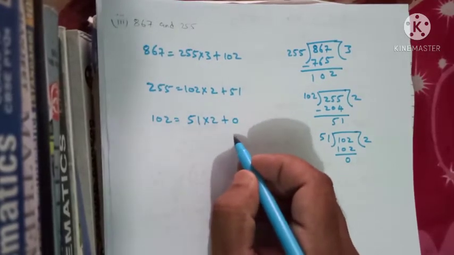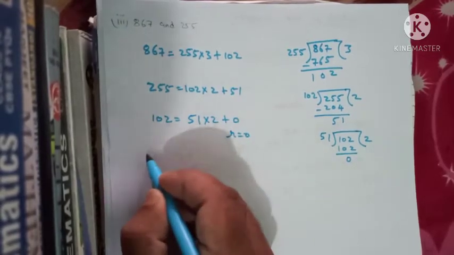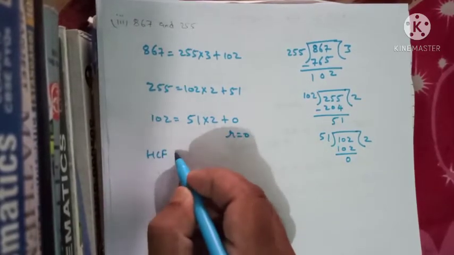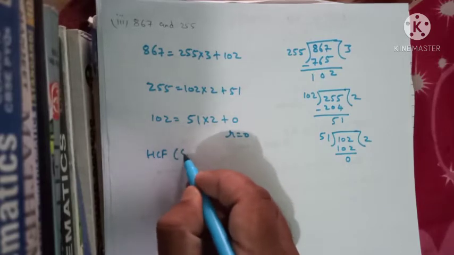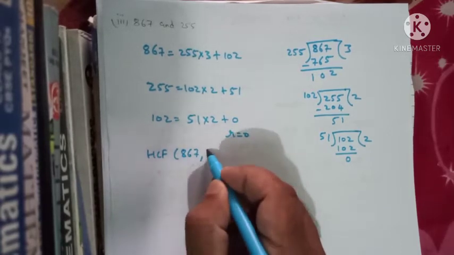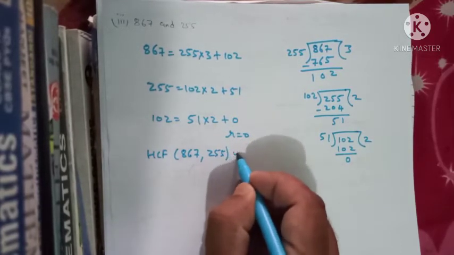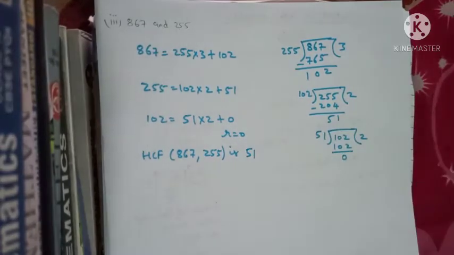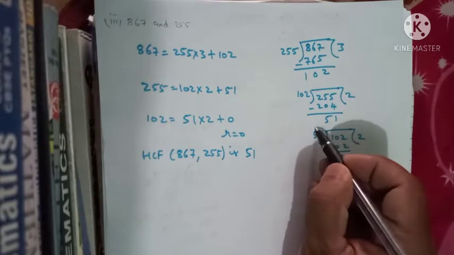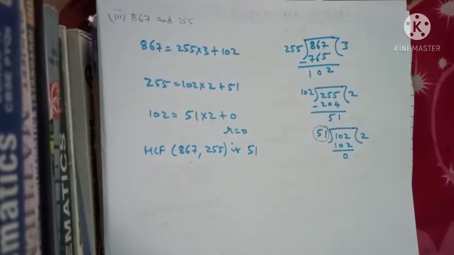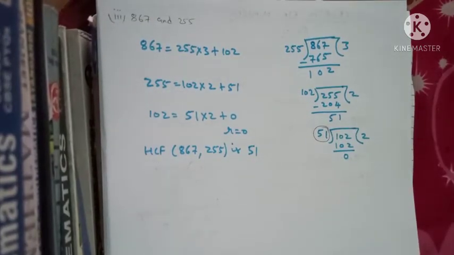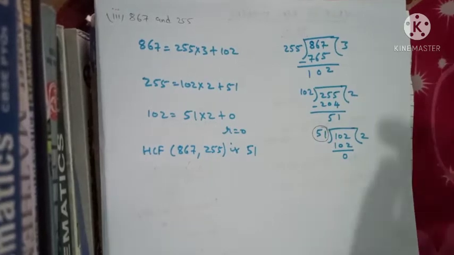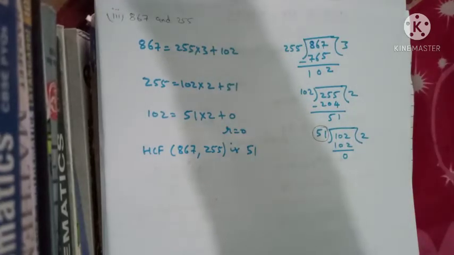Since the remainder is 0 here, we can say that the HCF of 867, 255 is 51, that is the divisor of the last step. Hope now this method is clear to everyone. Okay, now we'll proceed to the next question.